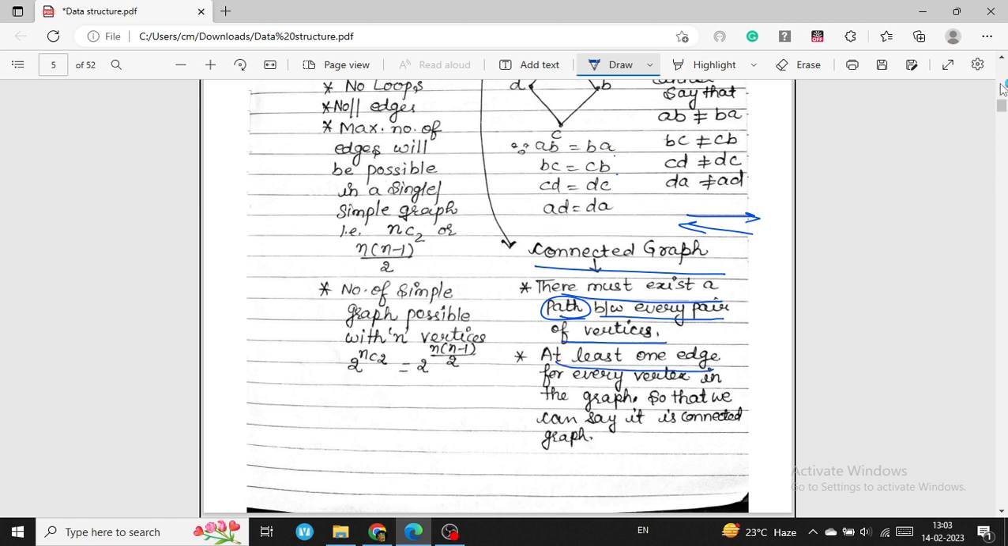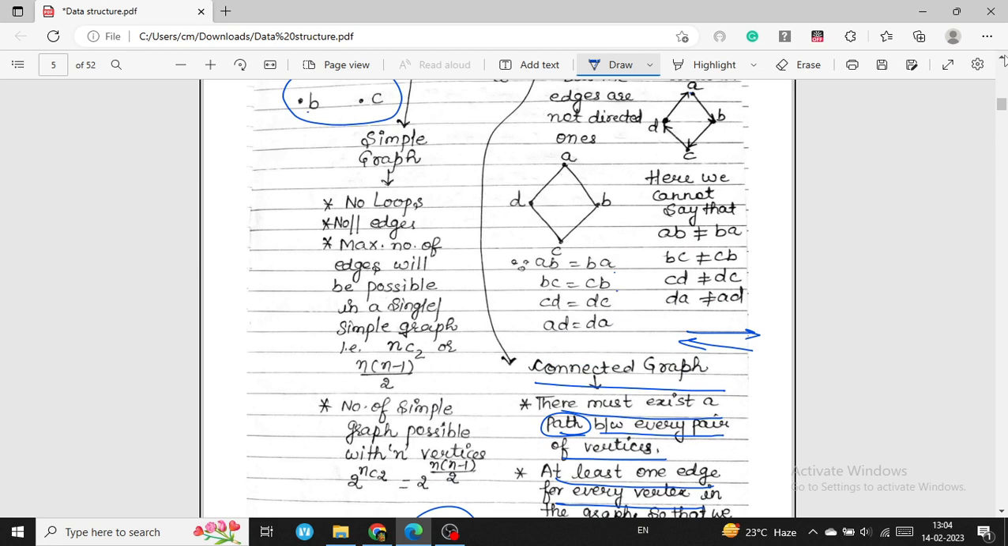At least one edge for every vertex in the graph means this is a connected graph. When we connect this node, this node, this node, this is a connected graph. And so we can say that it is a connected graph. And the next graph is a simple graph.